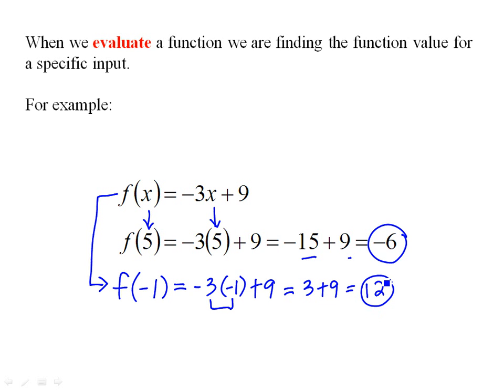That's how you evaluate a function. You're only trying to find the function value by replacing each x or whatever variable is being used by that number or that expression that you're giving inside the parentheses.